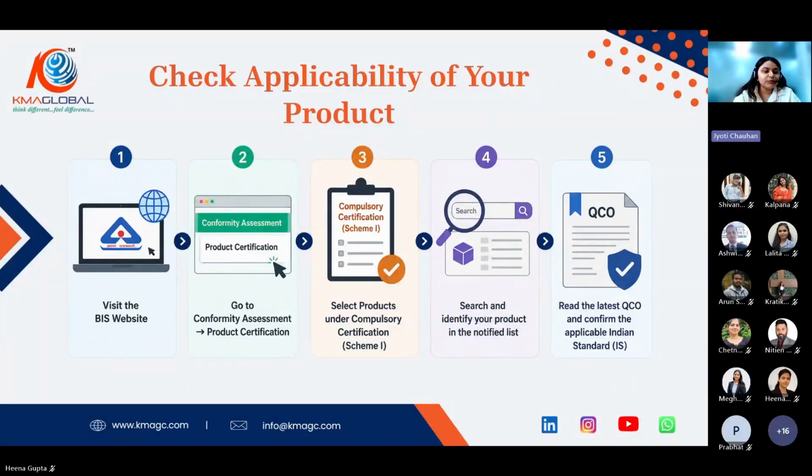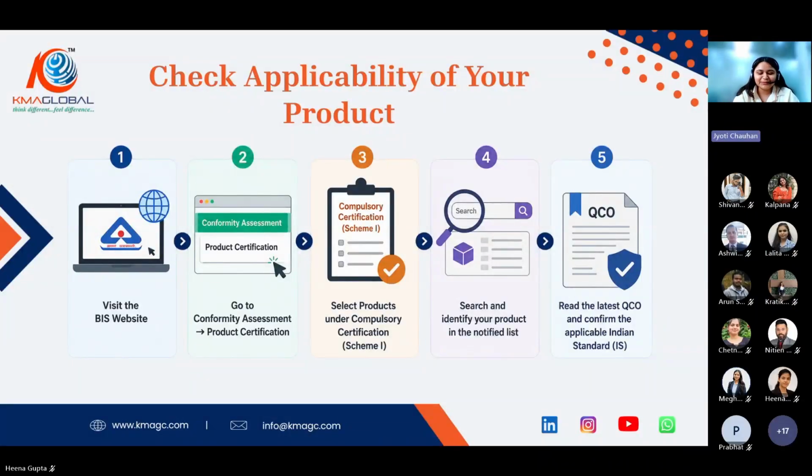First, we visit the BIS website. Second, we go to conformity assessment, and in there, we go to product certification. Third, we select the product under compulsory certification Scheme 1. Fourth, we search and identify the product in the notified list. And fifth, there we read the latest QCO and confirm the applicable Indian standard. Without checking the QCO, there is always a risk of following the wrong certification requirement.